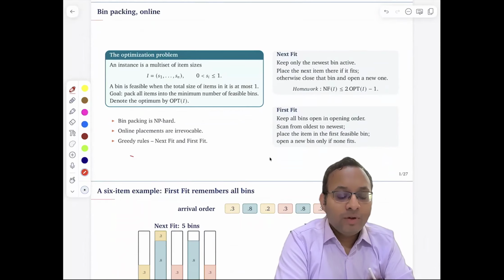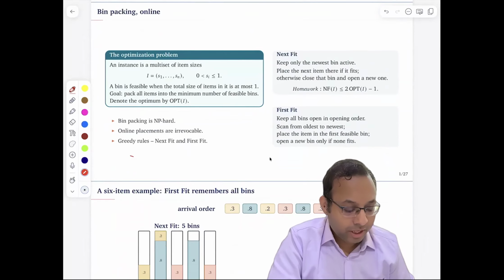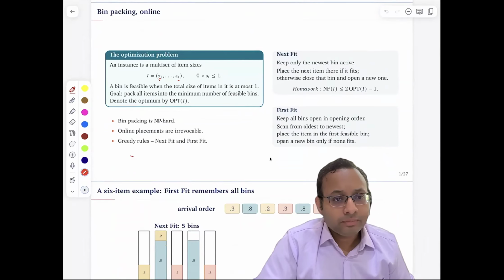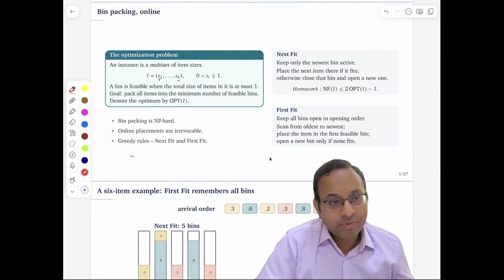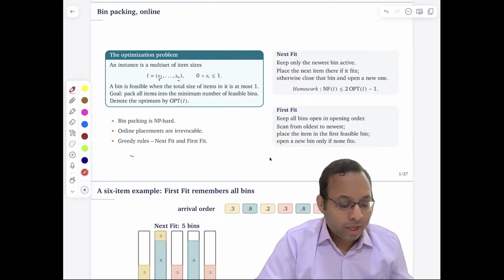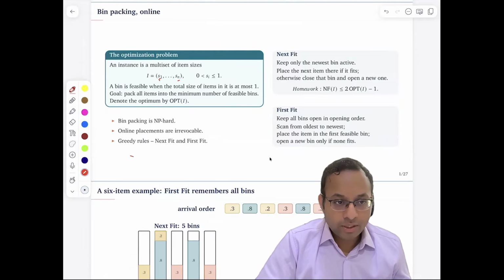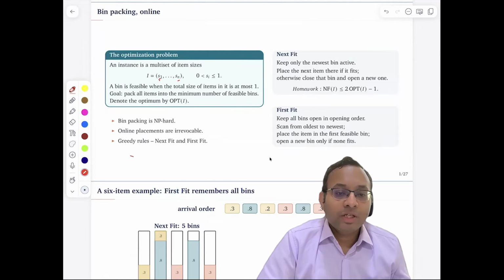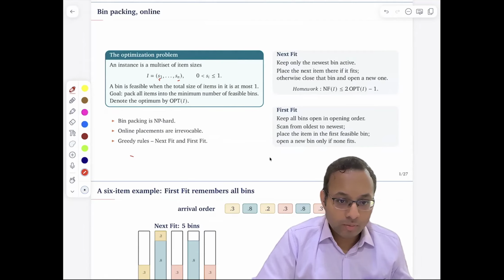In bin packing, we are given a multi-set of items, I, and there are n items, S1 up to Sn. And each item size is between 0 and 1. The same size can repeat. That's why it's a multi-set. And we call a bin feasible if the total size of items in it is at most 1. The goal of this problem is to partition the items into some feasible bins, and we want to minimize the number of such bins. We'll denote the optimum by opt-I in this problem.